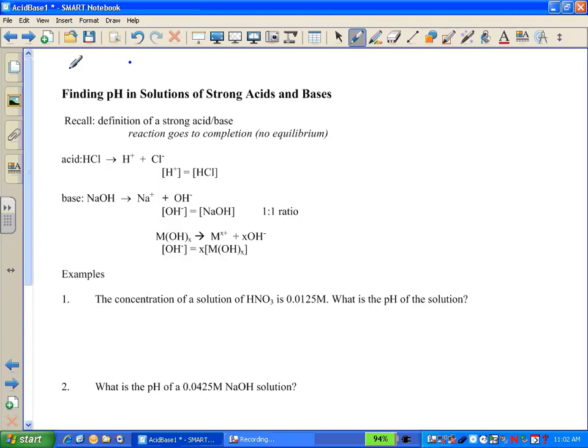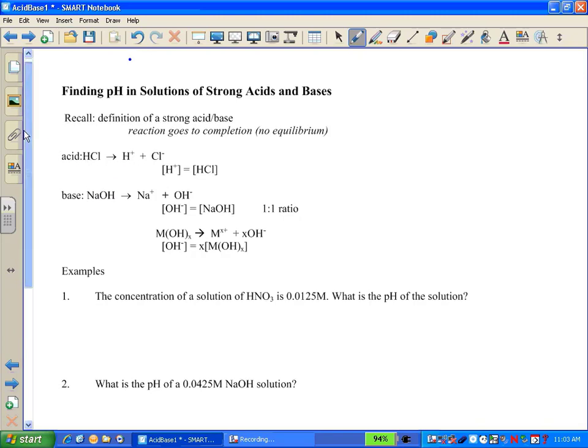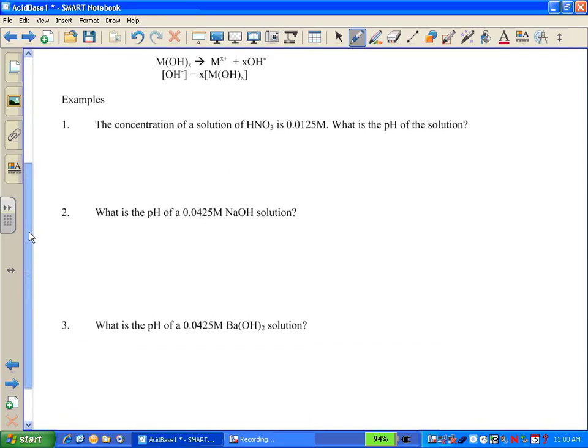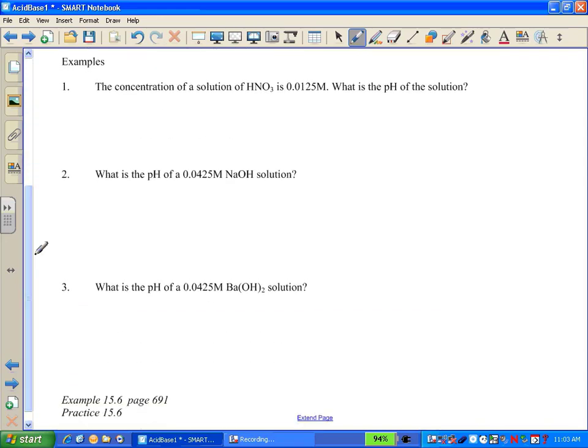So there's no equilibrium. When you're dealing with an acid like HCl, which is a strong acid, it breaks up into H+ and Cl- completely. So if I know the concentration of my HCl, I'll know the concentration of my H+ in the solution, and I'll be able to determine the pH. The same is the case for bases that dissociate. With bases, we do need to be very careful of the stoichiometry and look at the formulas to help us with that. We'll see an example of that momentarily.